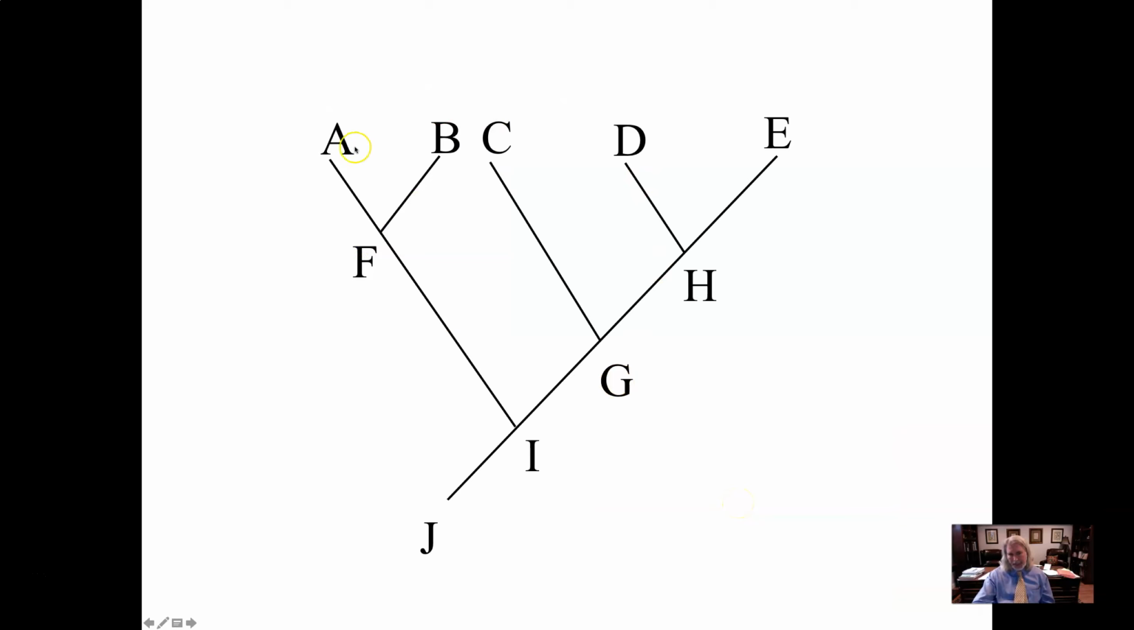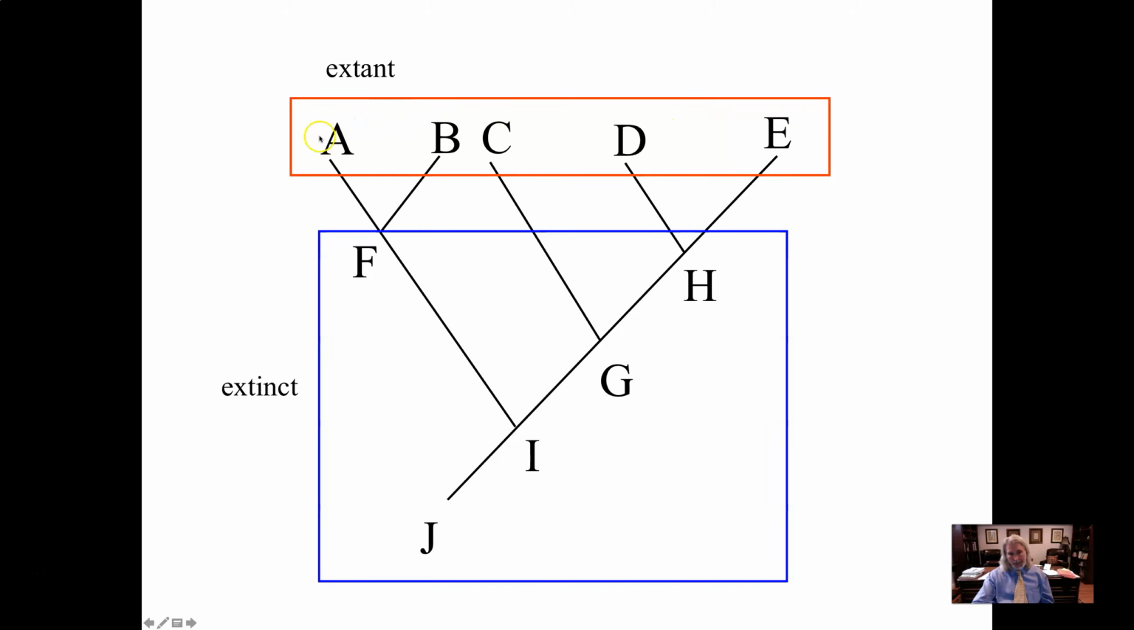So here's a phylogeny. It's a general phylogeny with these letters. Which of these letters would be considered the extant species, which of these letters would be considered extinct? And this you may remember from when we did the phylogeny lab. So if you thought that the extant species, the letters, are at the top, at the tips of the branches, that's correct. Anything below is considered extinct.